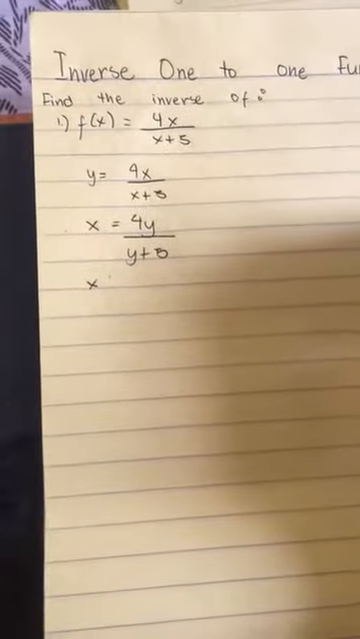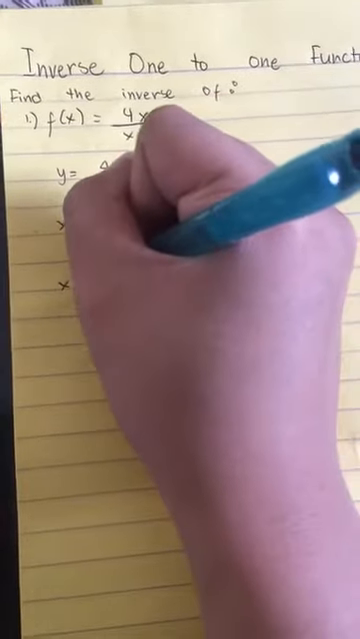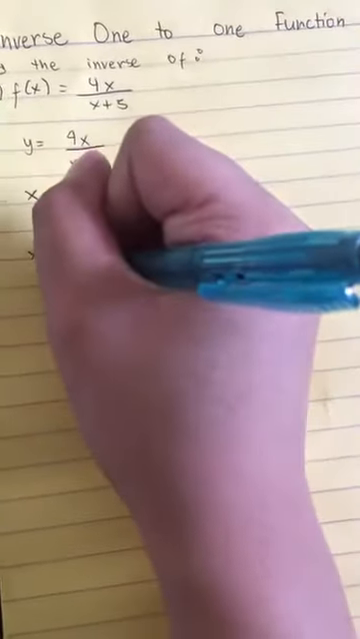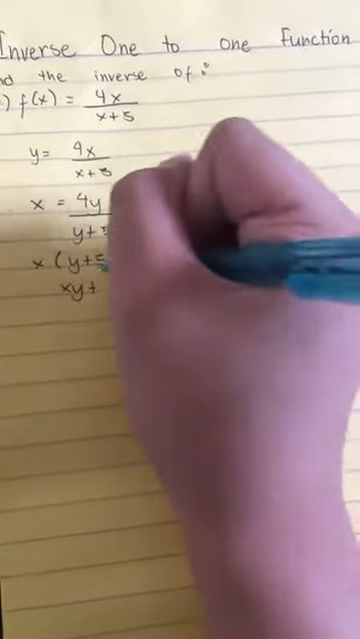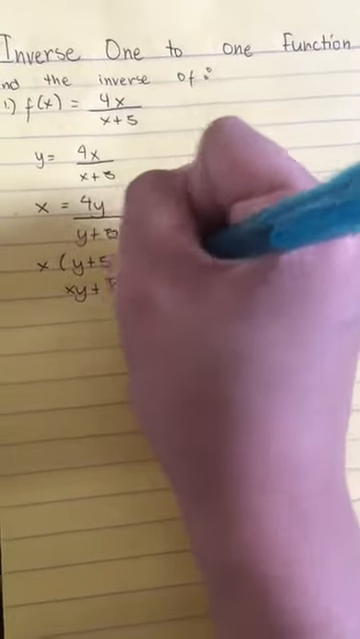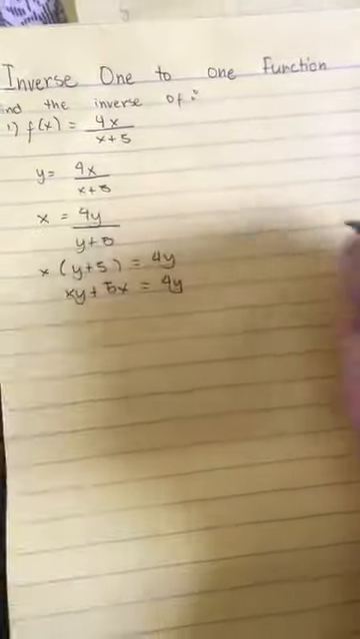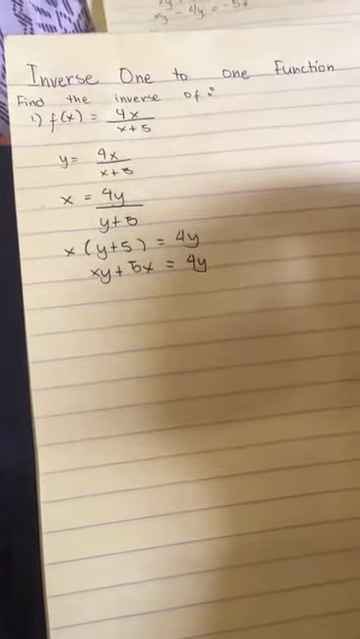Now we're going to multiply. So x times y plus 5 equals 4y. So x times y is xy plus x times 5 is 5x equals 4y. Now, after we multiply, we are going to factor out y.